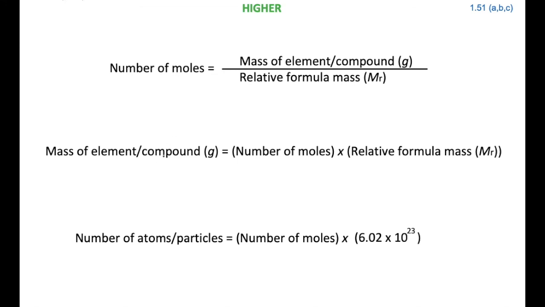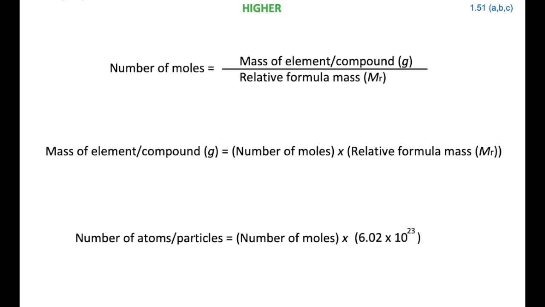The second formula is a rearrangement of the first. If you know the relative formula mass of a compound, and you are told how many moles of that compound you have, just multiply the 2 numbers together to get the amount in grams, if that is what is being asked.